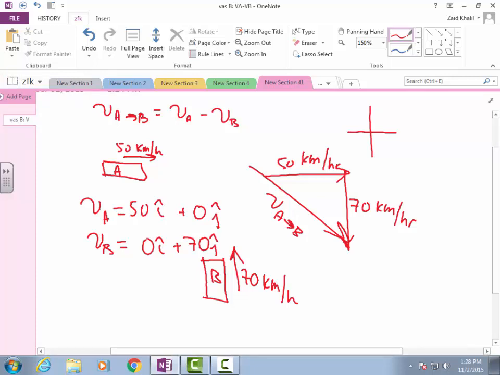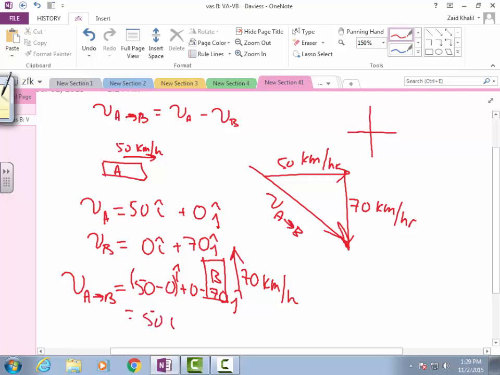So what's VA minus VB? So V of A relative to B should be 50 minus 0, right, plus 0 minus 70. That's I hat, and that's j hat. So in other words, it's 50 I hat, right, plus negative 70 j hat. Is that what we observe? We're in good shape. So we don't need to change a damn thing. We're good. That's it. I mean, literally, that's it.